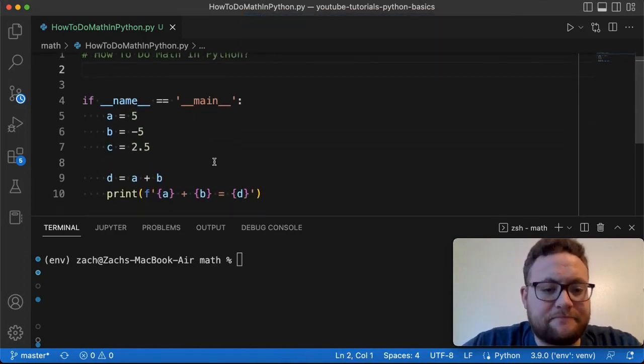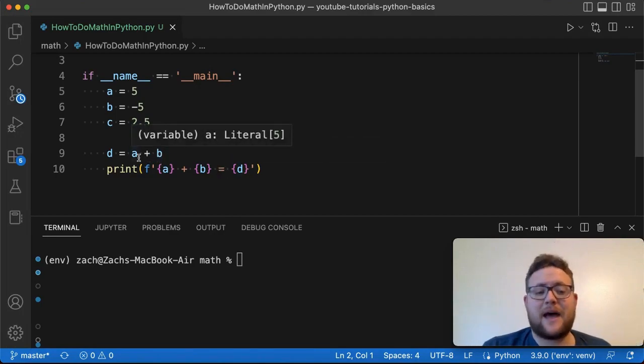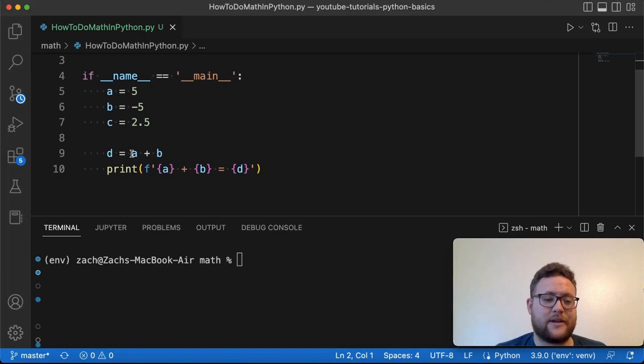All right, so just like that, we have, just like you would see in your math class growing up, a plus b equals a value. And like in math, Python's going to read it the same way as you do, left to right. So it's going to say something like 5 plus negative 5, and then it should give us a 0 value.